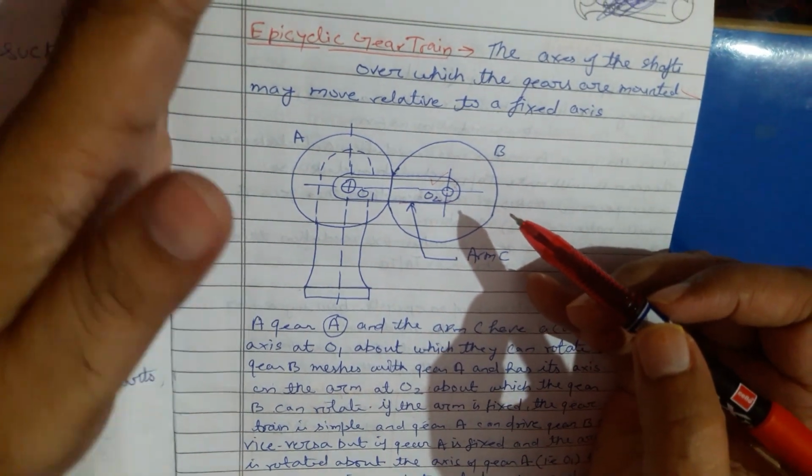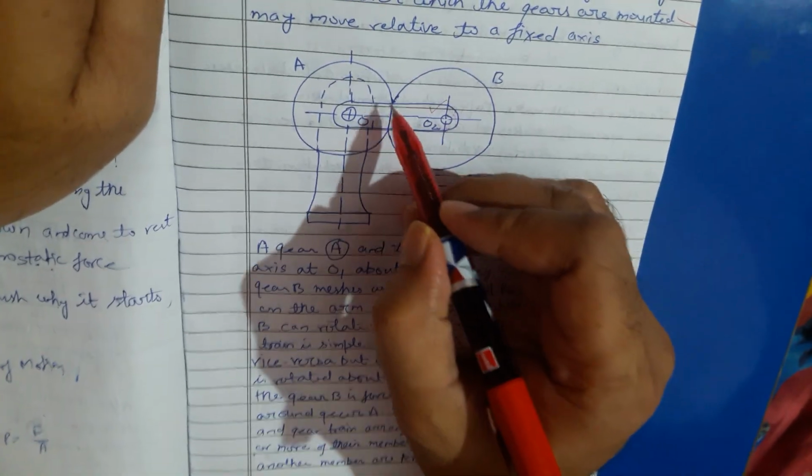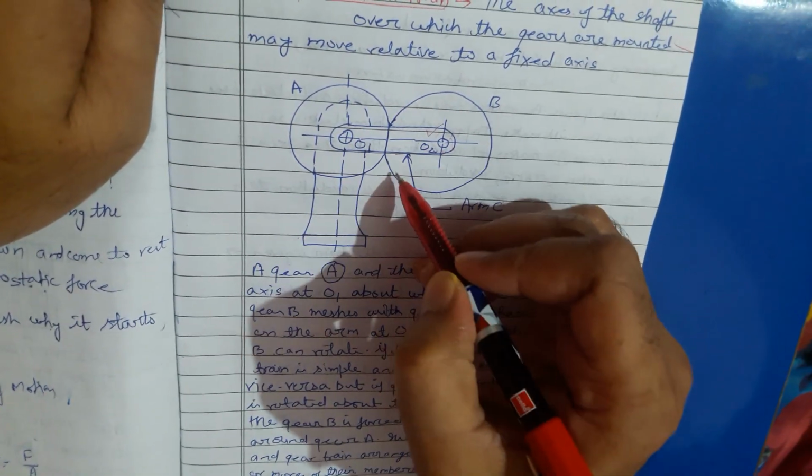In terms of convenience, we have to see when the two gears coincide and one arm is fixed.